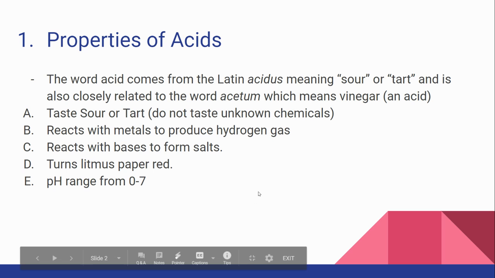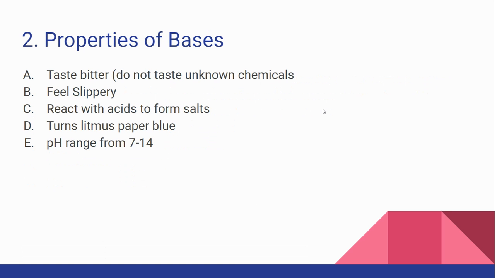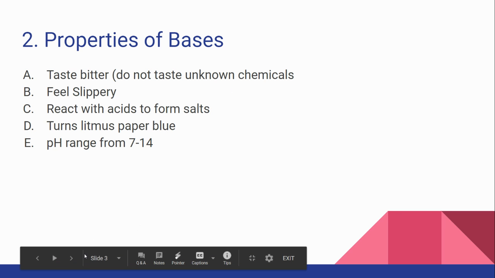And then the other side of it is bases. Bases, they taste bitter. Again, do not taste them. They feel slippery. Usually they feel soapy. They react with acids to form salts. They turn litmus paper blue, and their pH ranges from 7 to 14. Okay, those are general properties. We're not really going to talk about that too much right now. I'm going to say that a little bit later, but I'm just throwing that in there for now.